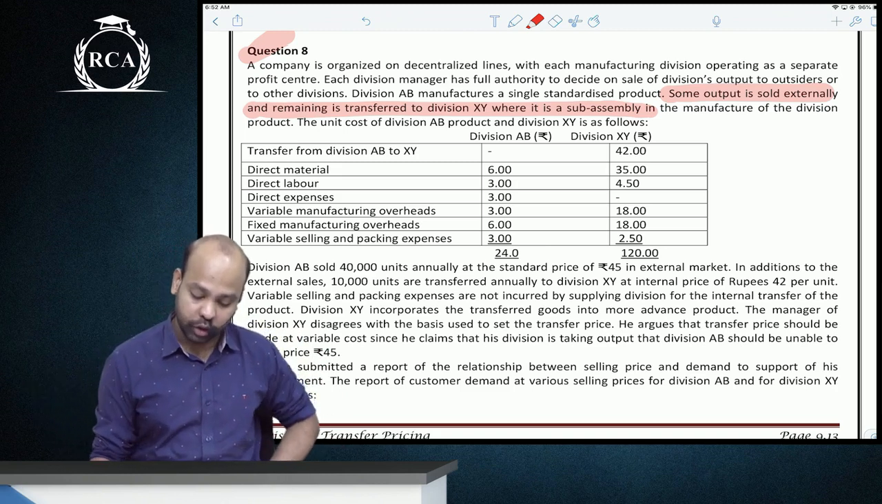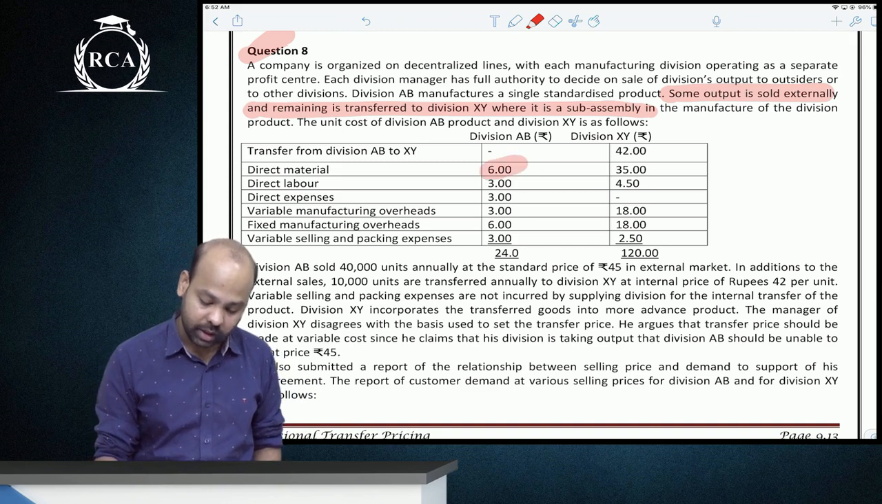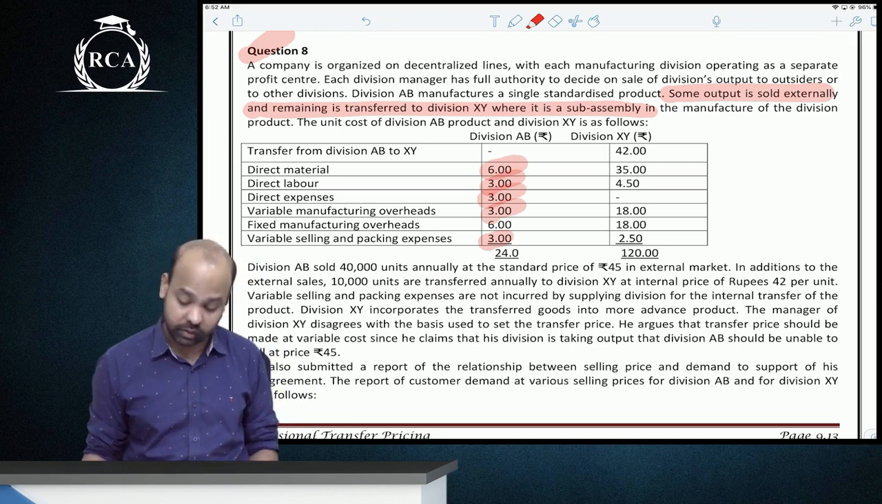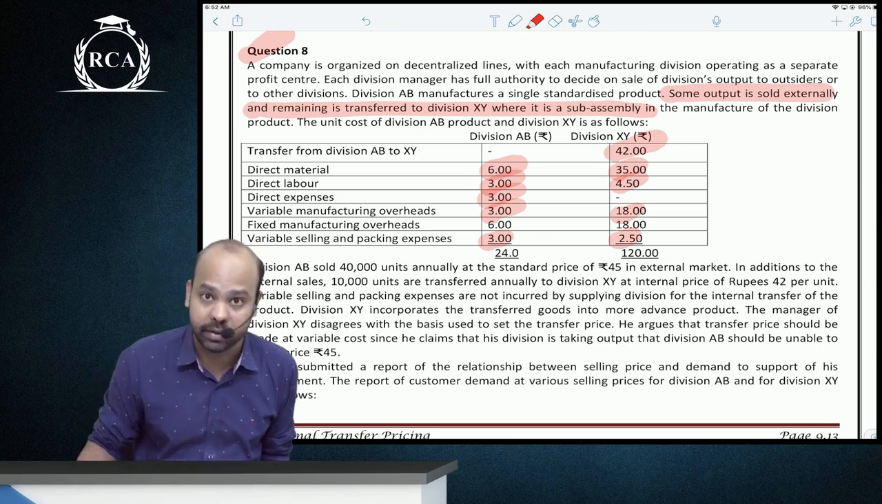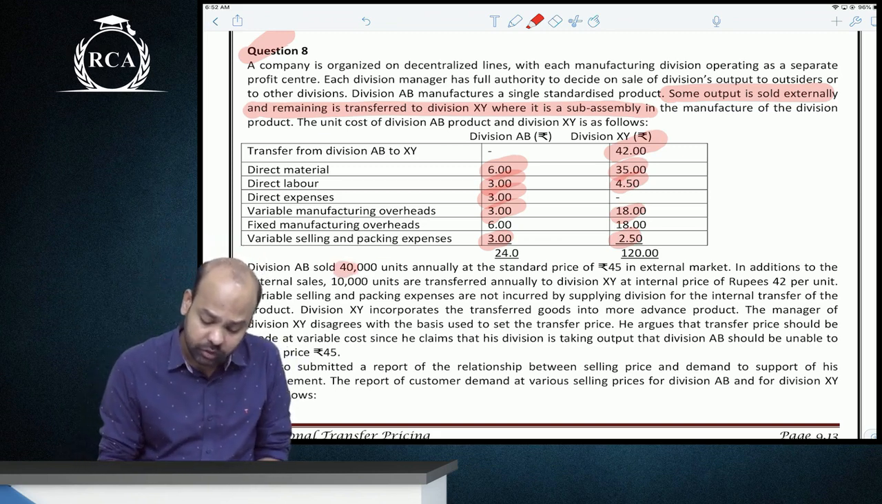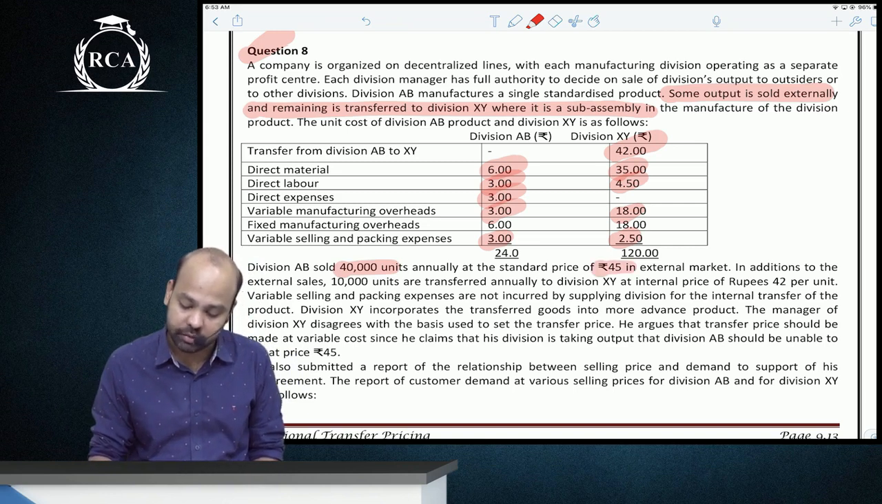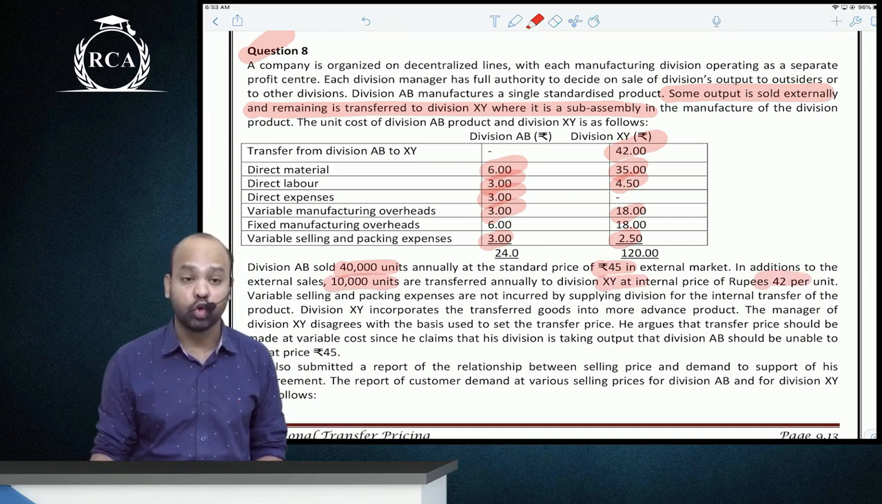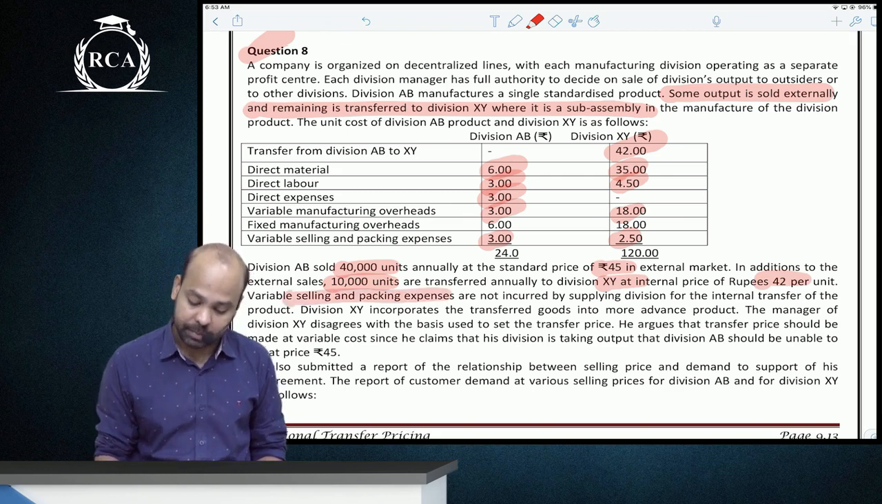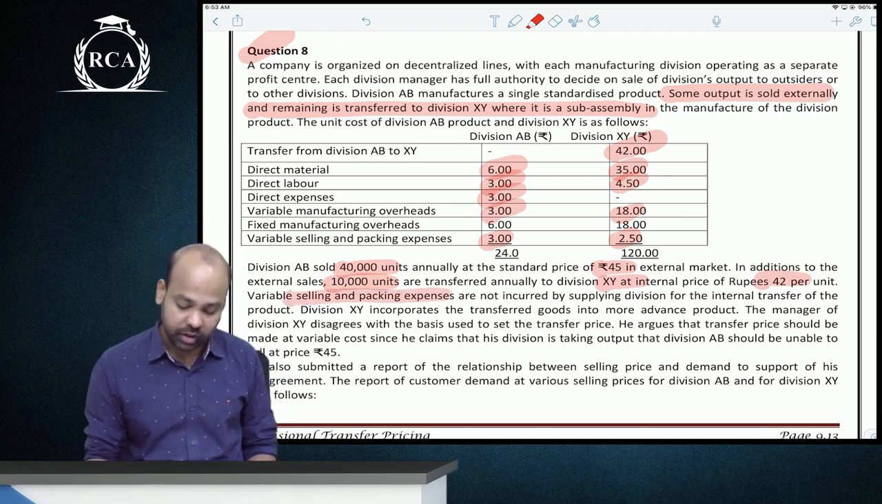So here the unit costs of division AB are given: direct material, direct labor, direct expenses, variable manufacturing overheads, variable selling and packing expenses. The transfer price is 42 rupees, then 35, 4.5, and 18 rupees are variable manufacturing overheads and variable selling expenses. Fixed manufacturing overheads are given. Division AB sold 40,000 units annually at a standard price of 45 in the external market. In addition, 10,000 units are transferred annually to division XY at a price of 42 rupees per unit. Variable selling and packing expenses are not incurred by the supplying division for the internal transfer of the product.